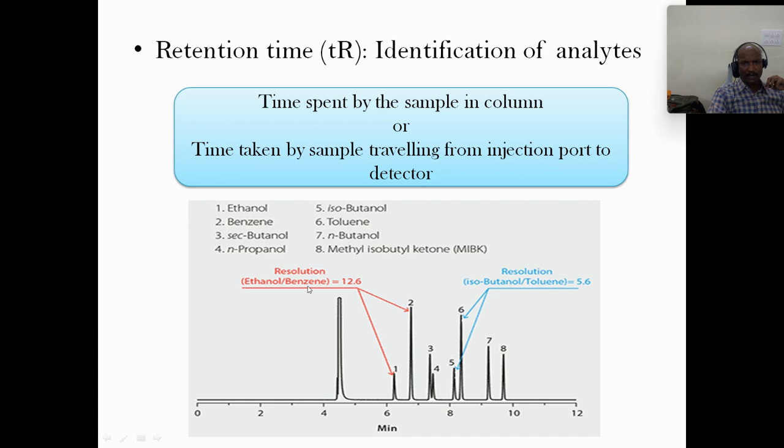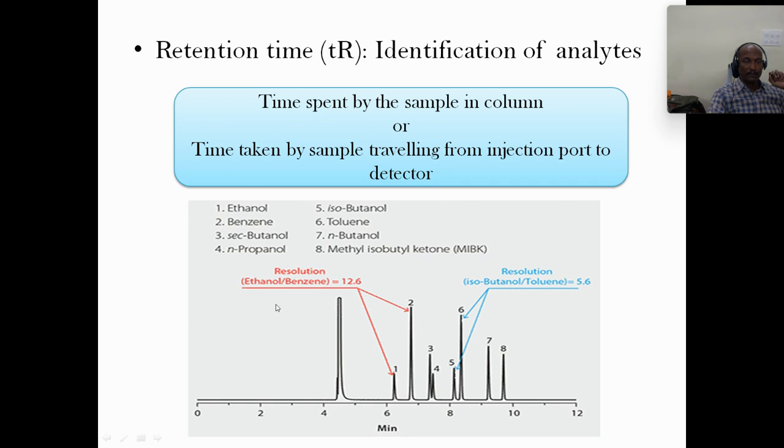Just observe another word, resolution. What is the meaning of resolution in this case? It measures how well two peaks can be separated. Especially, what type of two peaks in this case? Adjacent peaks. Two adjacent peaks can be separated by the technique called gas chromatography.